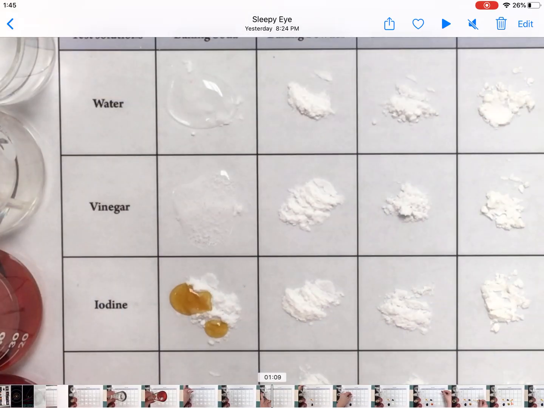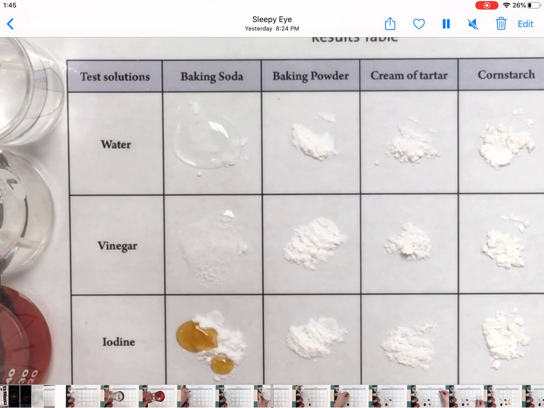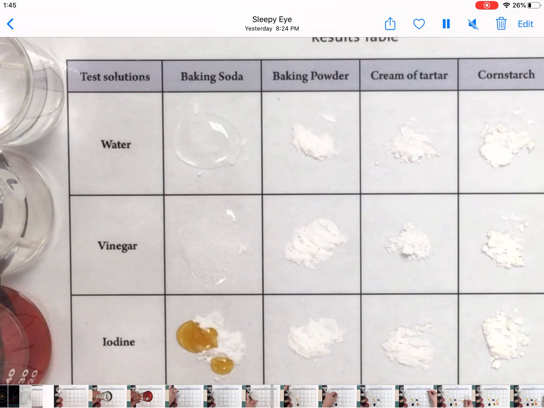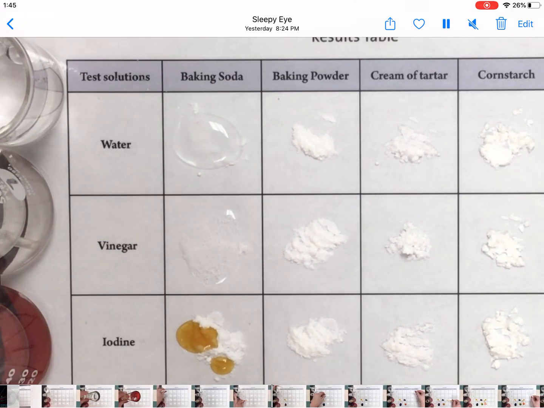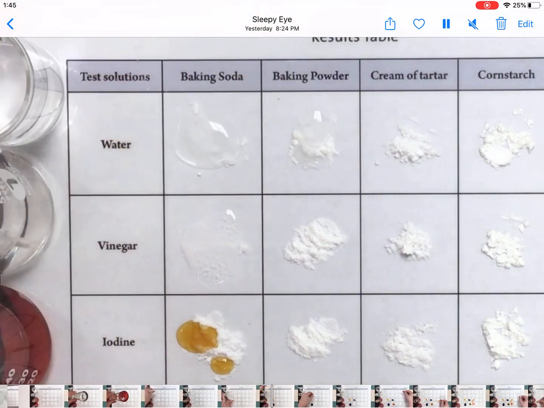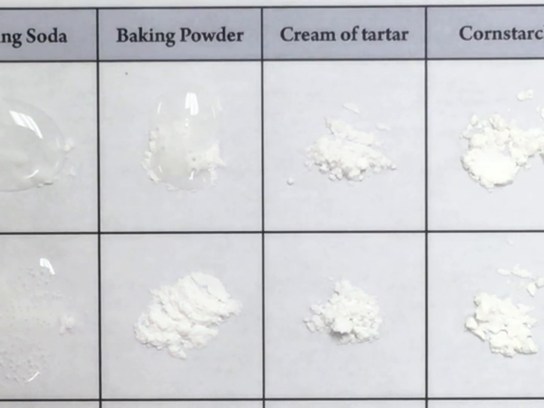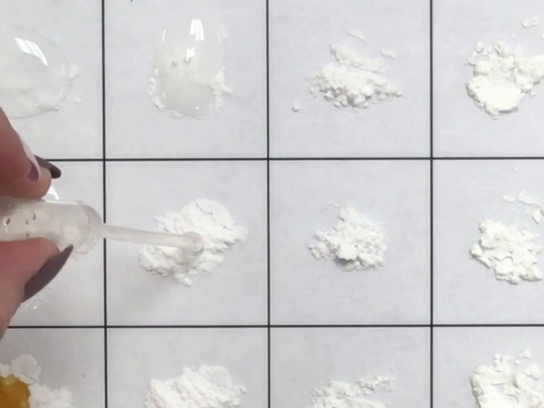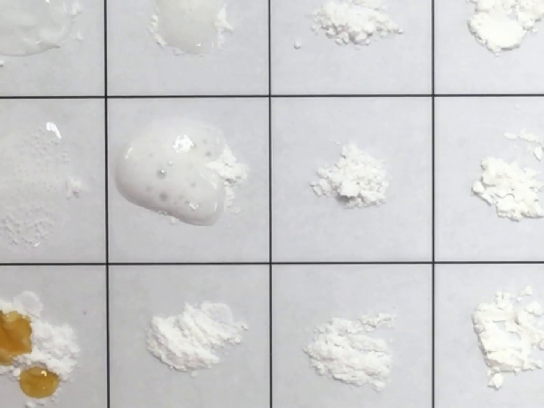All right, so I'm going to move on to baking powder. So this is baking powder and water. Baking soda is usually in an orange box. Baking powder is usually in a little can. So baking powder and water, it does look like there's some bubbling. So you want to record that, some bubbling for baking powder and water. Baking powder and vinegar, lots of bubbling.